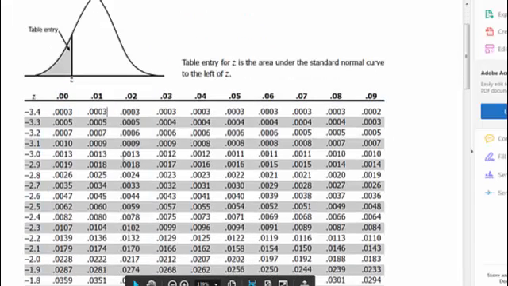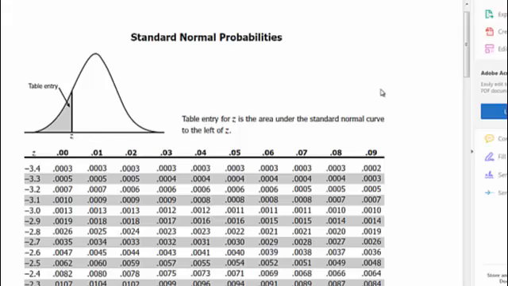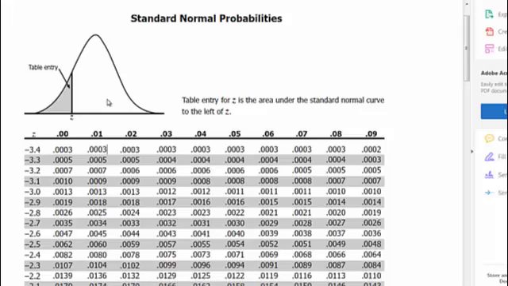Oh, I can't draw on this. One thing that you need to pay attention to when you're looking at these normal tables is what they're telling you. This says table entry for z is the area under the standard normal curve to the left of z. So you've got the z-score here to the tenths place, and then you go out to the hundredths along the top. So if we had a score of -3.11, you find -3.1 and then 1, which would be right here.